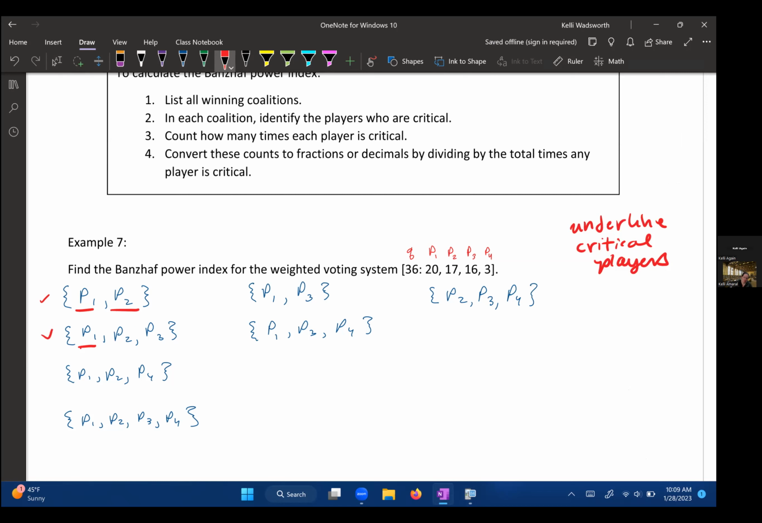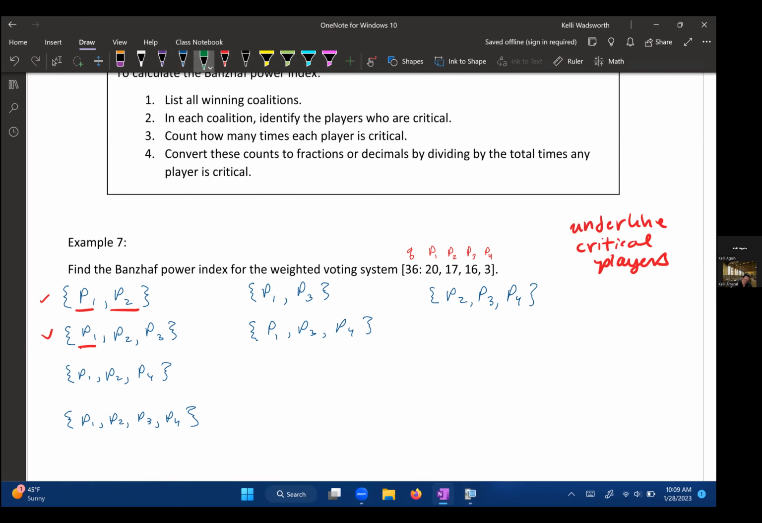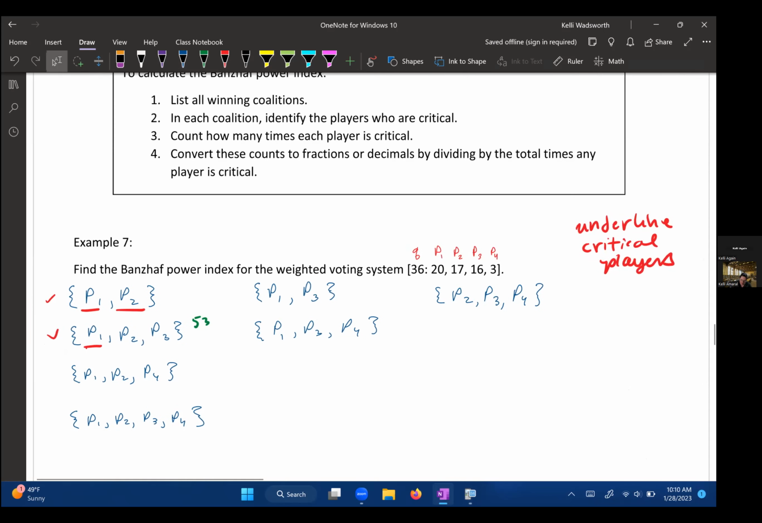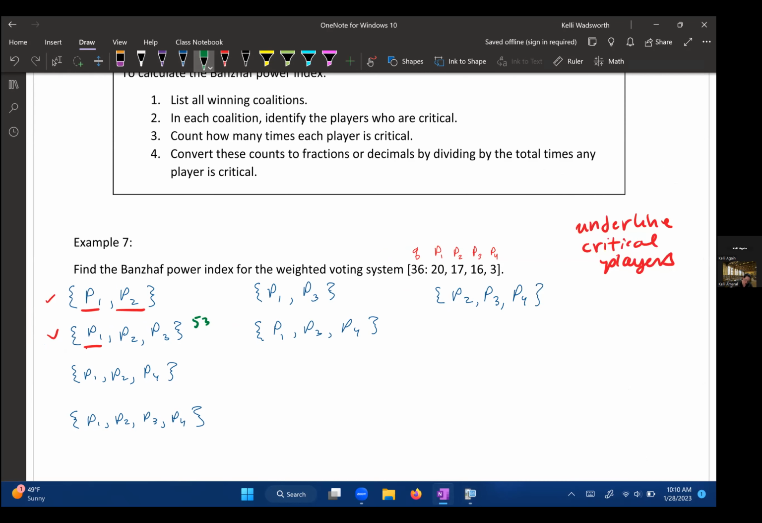All right, next one. What is the weight of this coalition? The weight of the previous coalition was 53. What's the weight of the next coalition? Player 1 is 20, plus player 2 is 17, plus player 4. Who's player 4? 3. So the weight of that coalition is 40. I can see right away that player 4 is not going to be critical, because 40 minus 3 is 37. But I think the other two players are going to be critical.